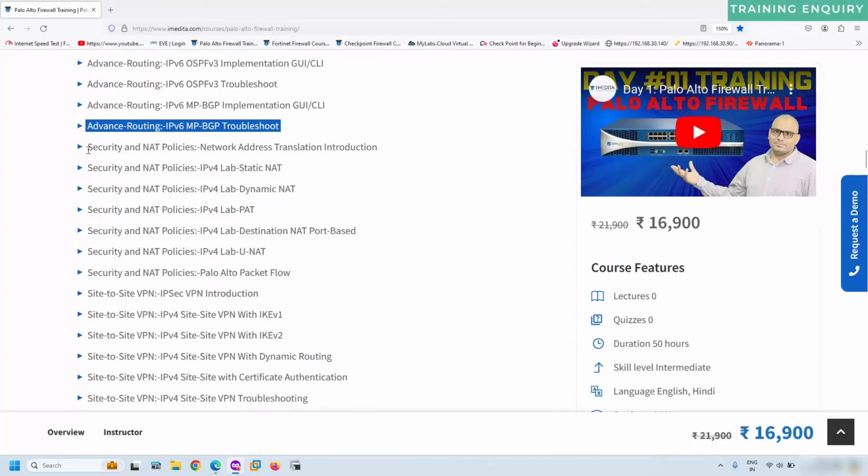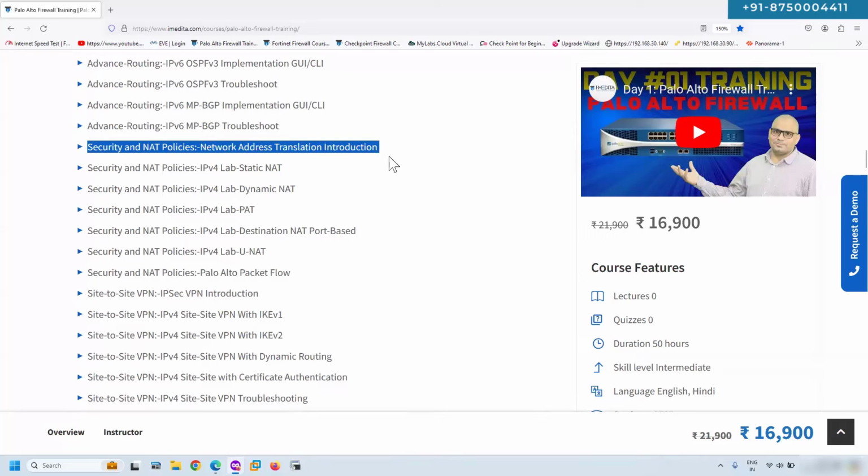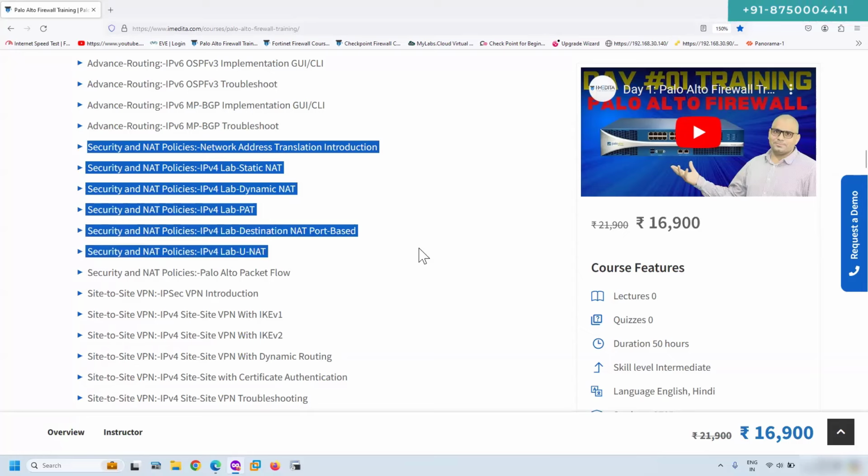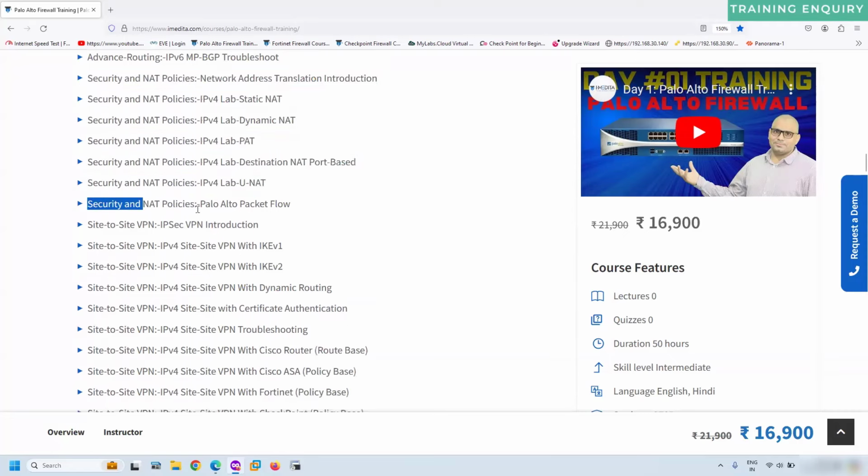After routing, we will move to the next section, which is security and NAT policies. Here we will learn what NAT is, what the requirement of NAT is, and the types of NAT available on Palo Alto, with theory and practical of static NAT, dynamic NAT, PAT, destination NAT, and U-Turn NAT. So we will do theory and practical about network address translation. Here we will also learn about Palo Alto Firewall packet flow.